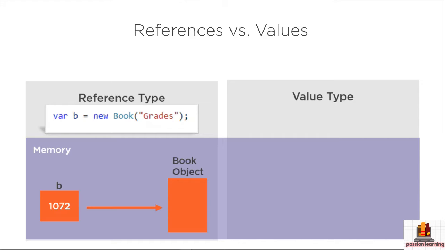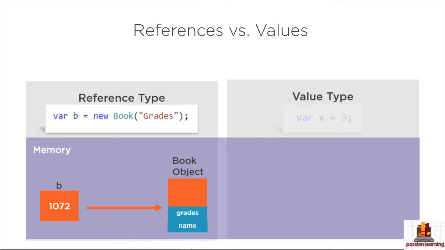And from that book, the .NET runtime can also find the name of the book and the grades that are associated with that specific object, because those are the fields or the state that is a part of each book. And those fields are actually references themselves, so references that would point to other locations in memory.